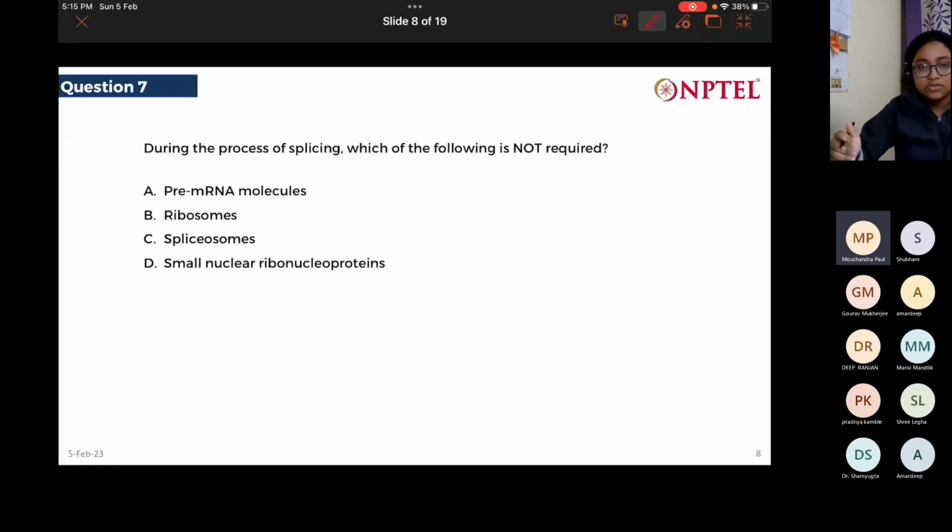Now, during this process of splicing, which of the following is not required? Okay, we have the following options. Have a look. We need pre-mRNA molecules, right? It is the molecule that is just formed after the transcription process. What about the ribosomes? The ribosomes are not involved in transcription, right? They are involved in translation.